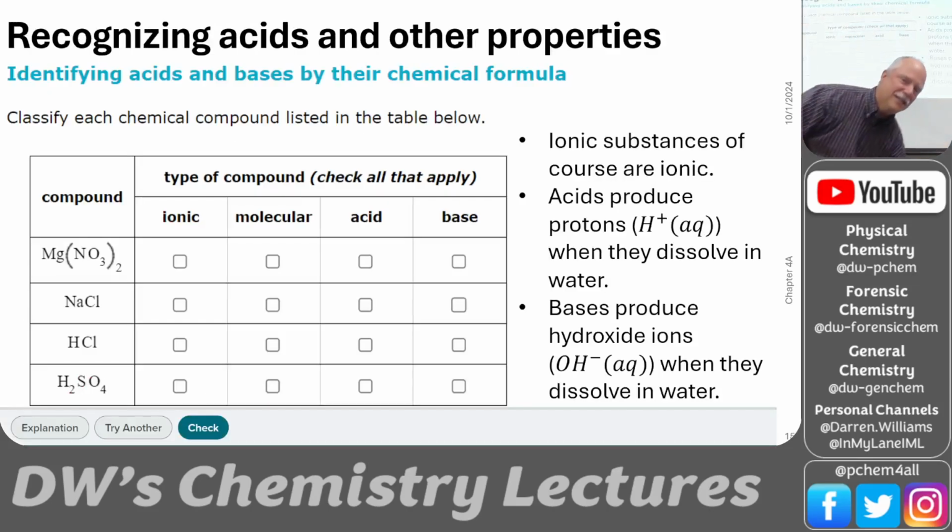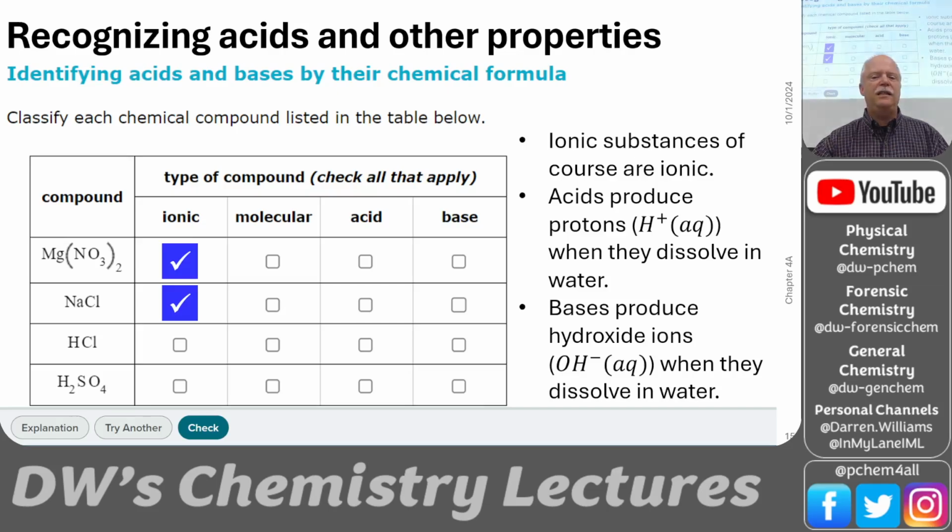Okay, so let's recognize acids and bases and other properties. Here we have, of course, ionic substances, which break into ions in solution. But the acids we will classify as molecular. Going down, we see magnesium nitrate. That's an ionic substance, no problem. Nitrate is not an acid, it's just an anion, and magnesium is not an acid or a base. Sodium chloride, again, neither chloride nor sodium is an acid or base.